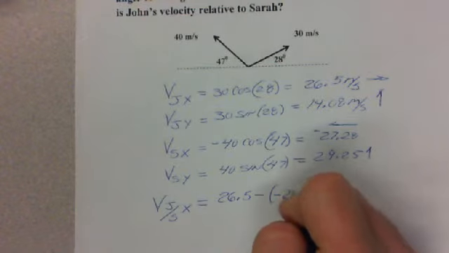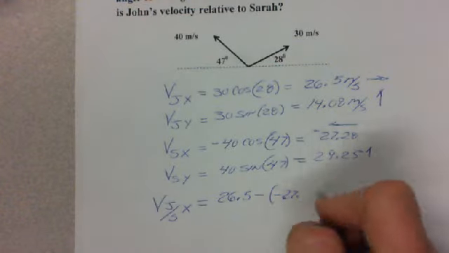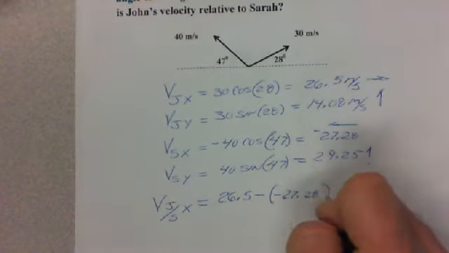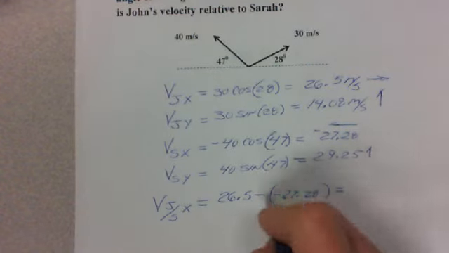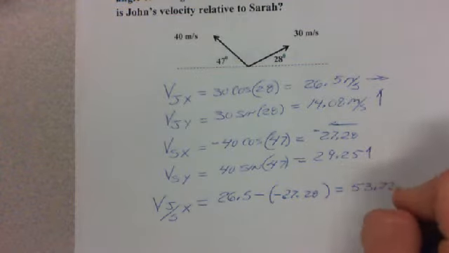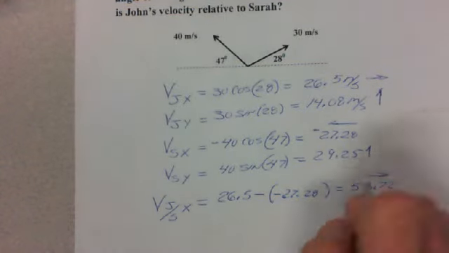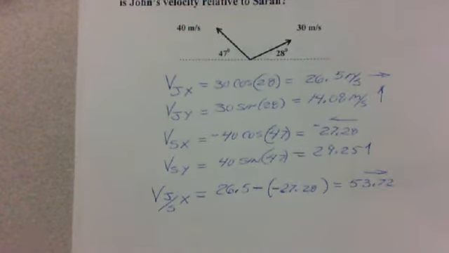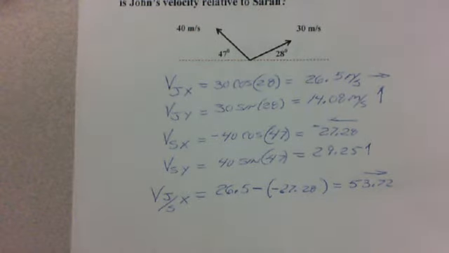And we do 27.28. We subtract that, and when we do that, we basically add. Those negatives cancel out. That gives me 53.72 positive. I'm going to the right. So that's the relative velocity of John with respect to Sarah along the x-axis.